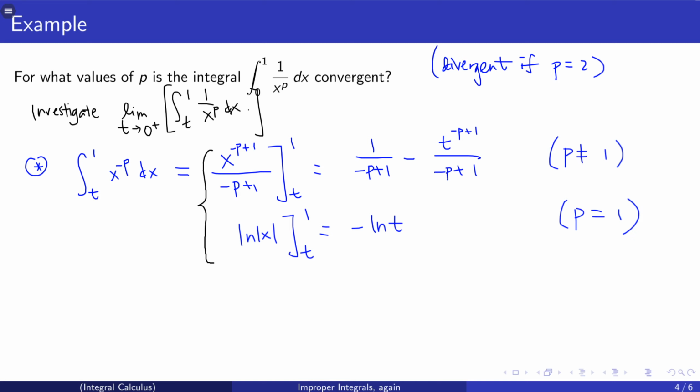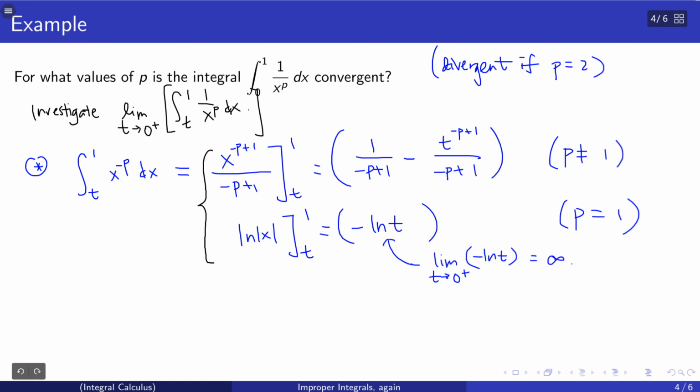Okay, so what do we have here? Let's see what happens to these expressions as t goes to 0 from the right. It's easy to see that when p equals 1, it's going to be a divergent integral, because when you take the limit, minus ln t is going to approach infinity. So it's also divergent here in this case. So we know for 2 it diverges, for 1 it diverges.